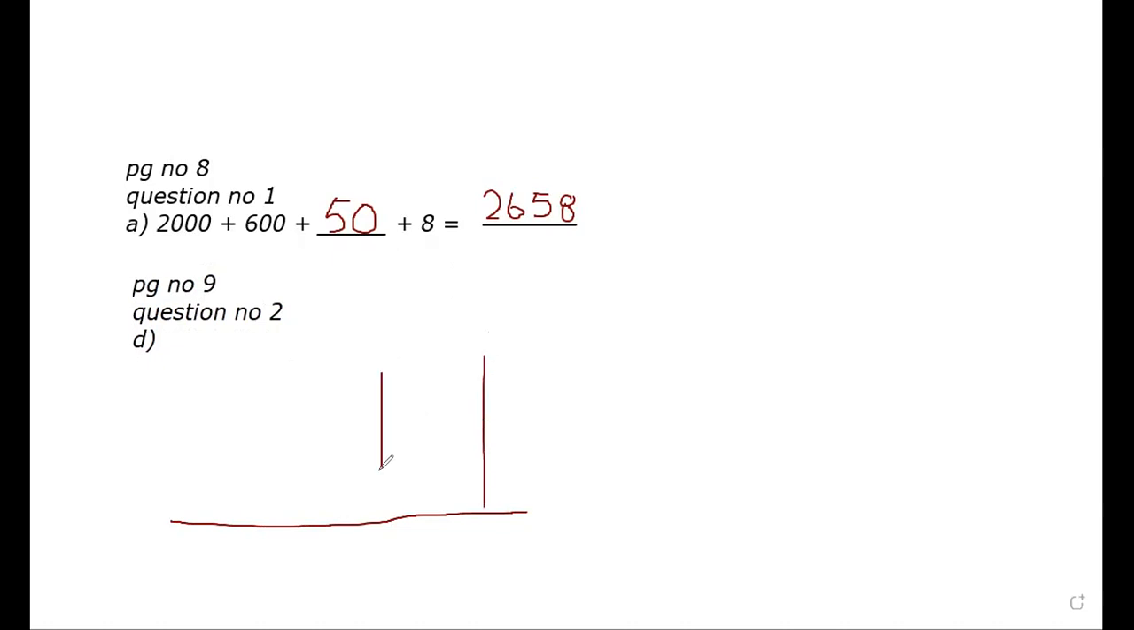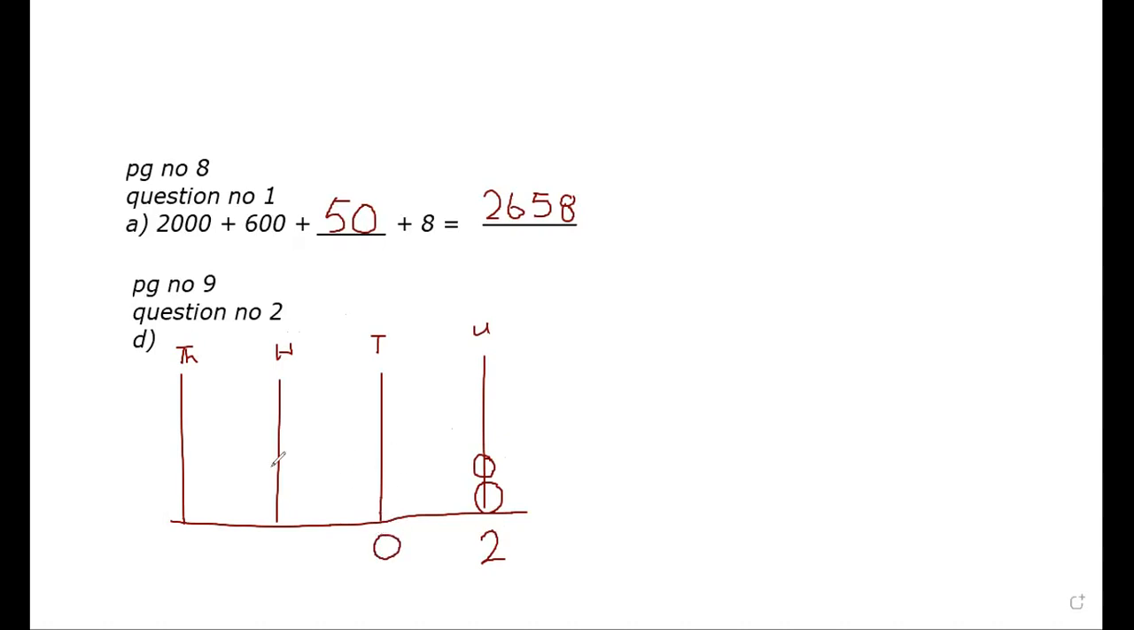There are 4 lines. The first one is unit. Second one is tens. Third one is 100. And the fourth one is 1000. So in a unit, you can see there are 2 beads only. So I'm going to write 2 under it. Now you can see in the tens, there are no beads. So I'm going to write 0 under it.